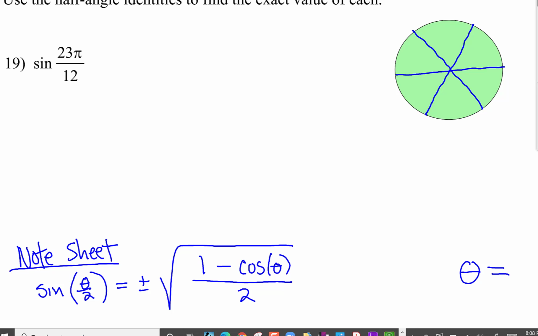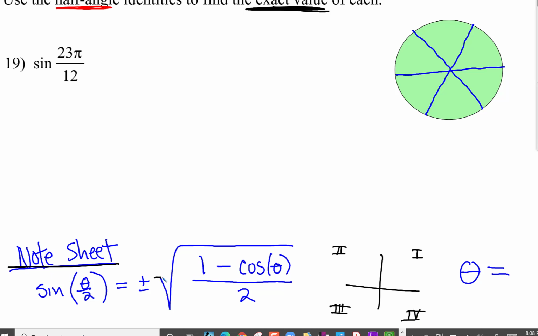Okay, so we're now going to start to learn how to use the half angle identity to find the exact, not a calculator rounded value, but the exact. So remember what I said, that if it says exact value, the unit circle is involved. So first of all, you're going to look at the note sheet and you're going to see that the half angle, sine of theta divided by 2, is equal to positive or negative, depending on which quadrant the half angle will end up in.